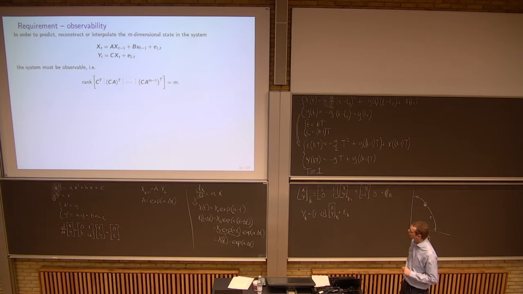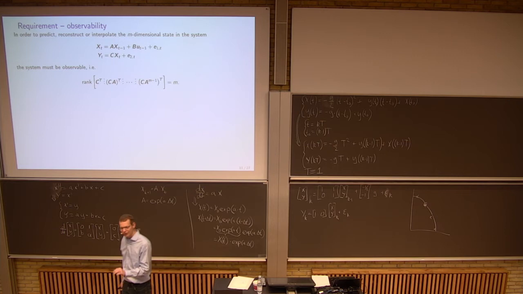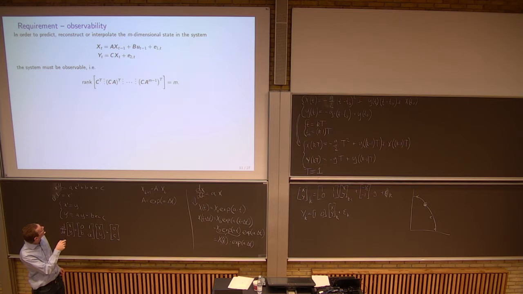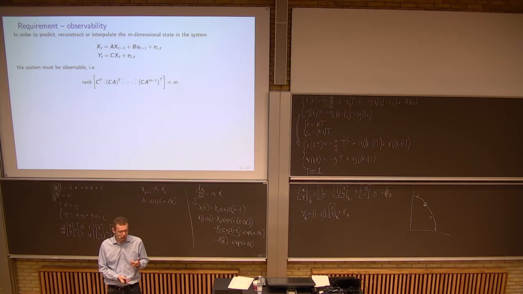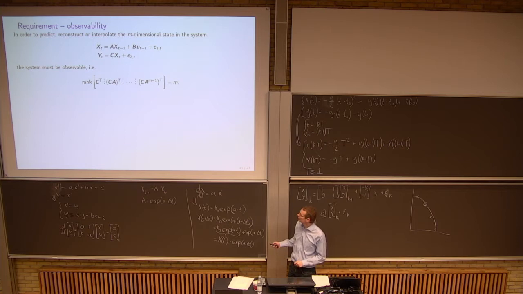So one thing I just mentioned is that we do not have to observe every single state, but there is a restriction, and that's called observability. Given a system here, you look at the rank of this matrix. What you have is the transpose of C, then C times A transpose, and you continue doing that up to the dimension of the state minus one. So in this case, M equals two. So we have to look at C transpose and C times A transpose.